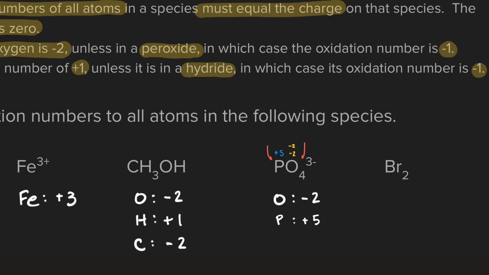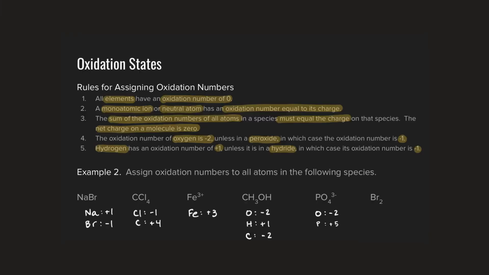And one more, last but not least, molecular Br2. Be very, very careful here, guys. People all the time tend to accidentally throw a -1 oxidation state on here because they just get used to giving elements oxidation states equal to the charge on a monoatomic ion. But this is not a monoatomic ion. This is molecular bromine. This is an element in its native state, which implies, therefore, the oxidation state of elemental bromine is 0 by rule number 1.